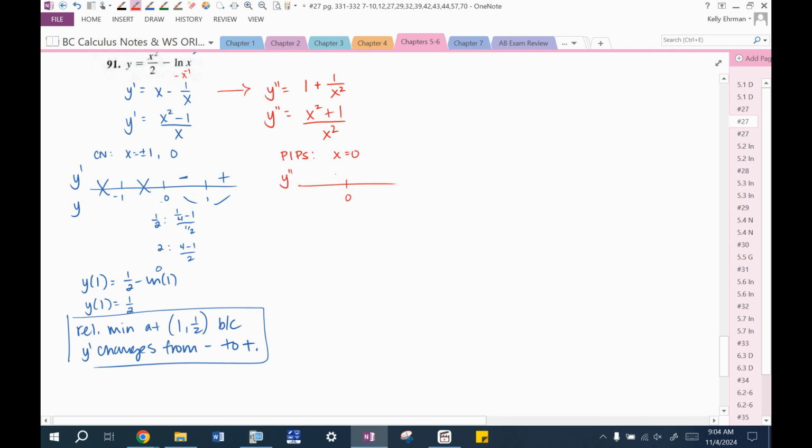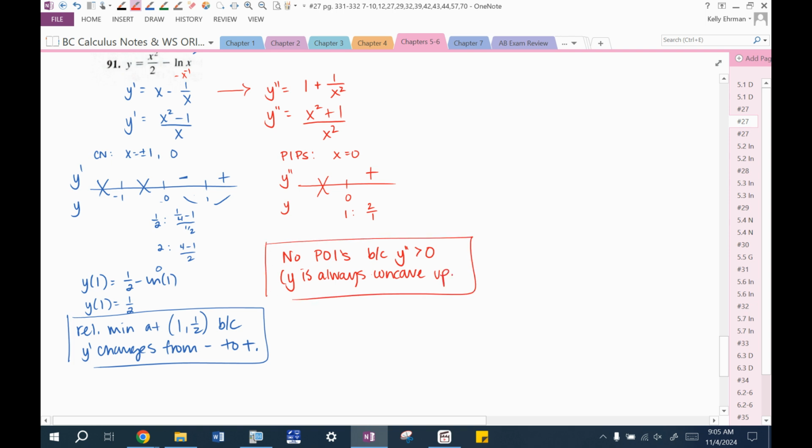Now, again, we don't care about anything negative, so there's not going to be a point of inflection. If I plug in 1, I get 2 over 1, so positive. So there are no points of inflection because y double prime is always greater than 0. So y is always concave up. It never changes concavity, so there can't be a point of inflection.